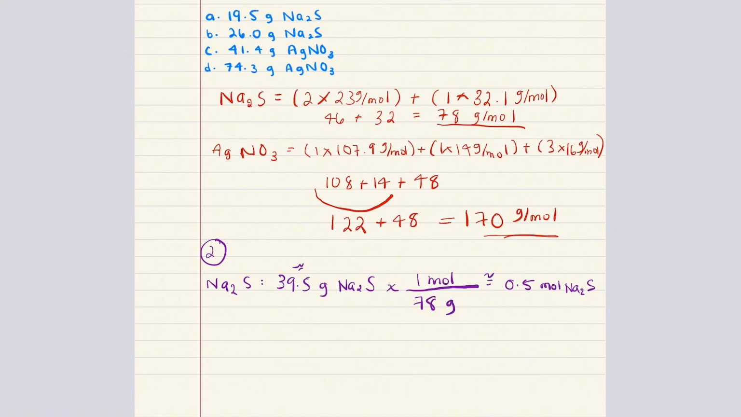We just approximated this to about 40. We approximated this to about 80. Essentially, we just have 40 over 80, which is 1/2, which is equal to 0.5. Just want to show you the math, just in case.